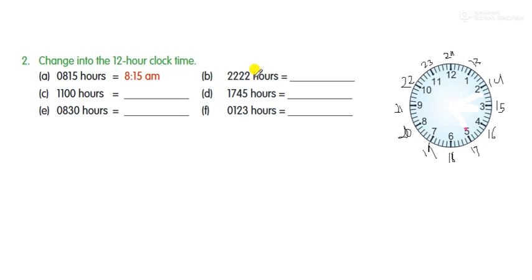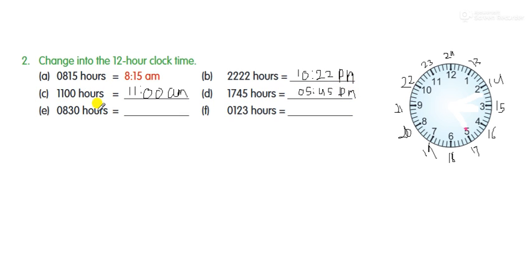Next, 22:22. 22 means it's 10, and it's pm because it's at night. Next, 11 hours, so 11:00 am. Next, 17:45. 17 means 5, so 05:45 pm.